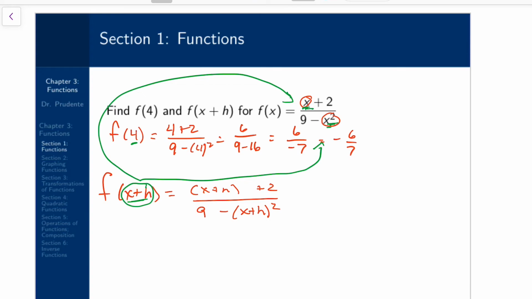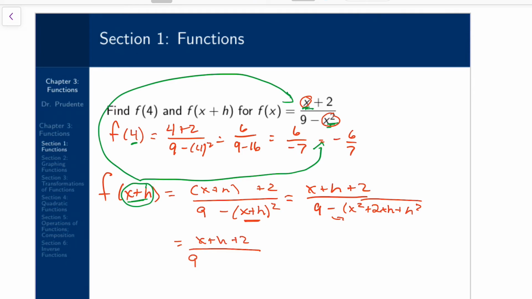h squared. Right? And if we wanted to expand that a little, that top parentheses is unnecessary, so we can just write that. 9 minus, again, we can't just distribute because I have that plus, so we're going to have to FOIL plus 2xh plus h squared, right? And to finish this off, we'll distribute this negative, so I get x plus h plus 2 divided by 9 minus x squared minus 2xh minus h squared. And that would be our final answer.